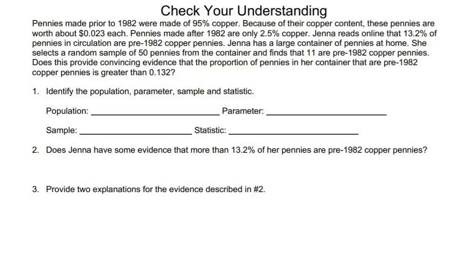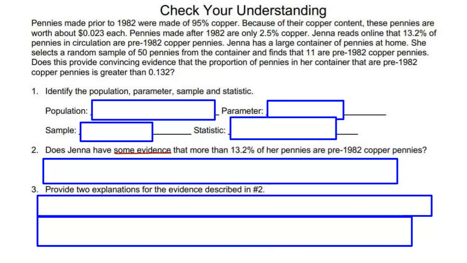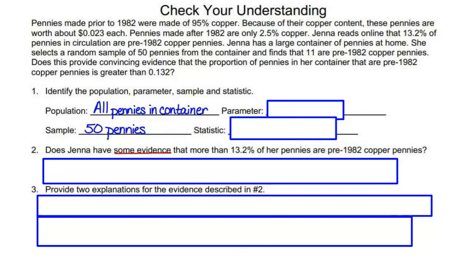It has been a hot minute since we've done population and sample. What would the population be here? All the pennies inside the container. What would the sample be? 11 pennies? The 50 pennies. They counted, they found 11 out of the 50 that they sampled.